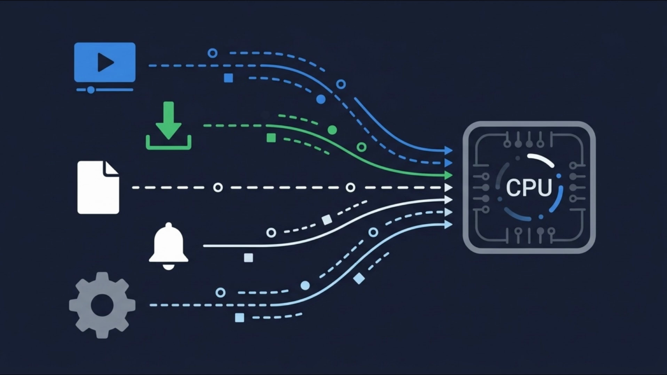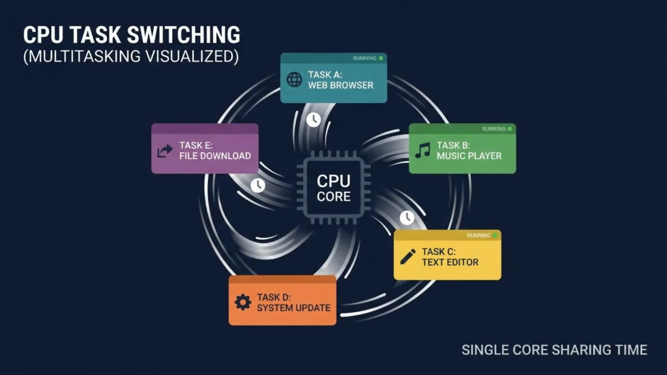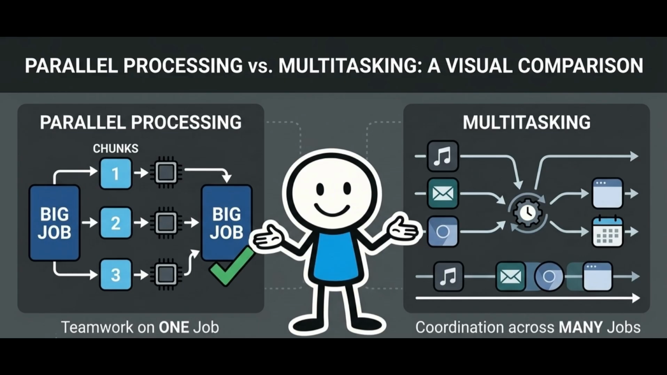Now, multitasking is different. Multitasking means your computer is managing many active jobs at once. You might be watching a video, downloading a file, typing a document, receiving notifications, and running background apps. The operating system acts like a traffic controller. It decides which task gets CPU time, which core should handle it, and when to switch attention. This switching happens extremely fast, so it feels like everything is happening at once. Here is the simple difference. Parallel processing is teamwork on one big job. Multitasking is coordination across many different jobs.